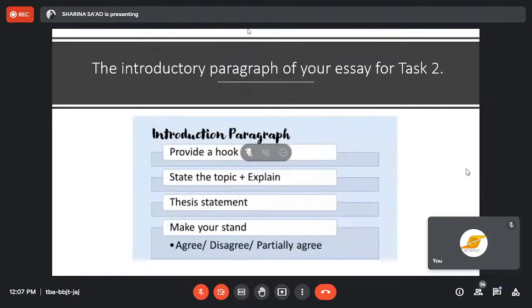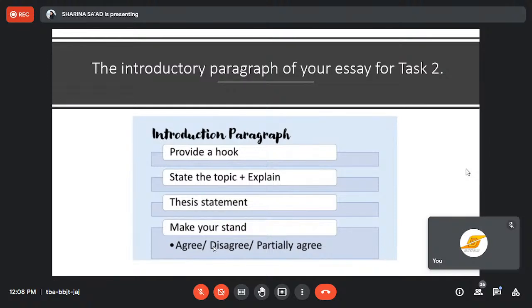Okay, so you have to think of something that will capture the interest of the examiner before you start your writing about your topic. Okay, you have a hook, and then you must have 1 or 2 sentences to explain your topic. Then you have to write your thesis statement, and then you have to write your stand. Some people put their stand together with their thesis statement. Afterward, I will show you a sample introduction, and then you tell me where is the hook, where is the elaboration, where is the thesis statement, and where is the stand.